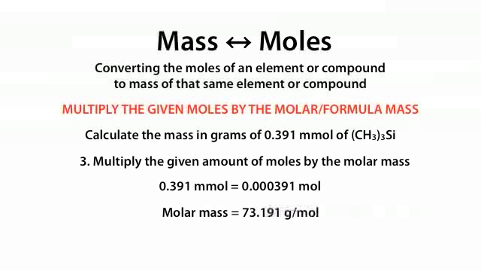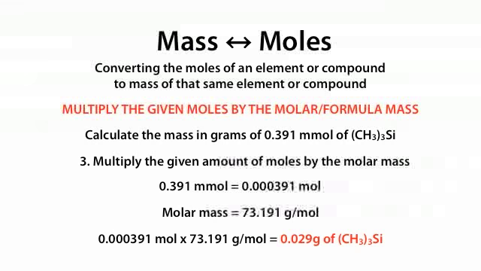Step 3, multiply the given amount of moles by the molar mass. So we're going to multiply our given moles, which is now 0.000391 moles, times 73.191 grams per mole, and we get 0.029 grams of CH3SI.